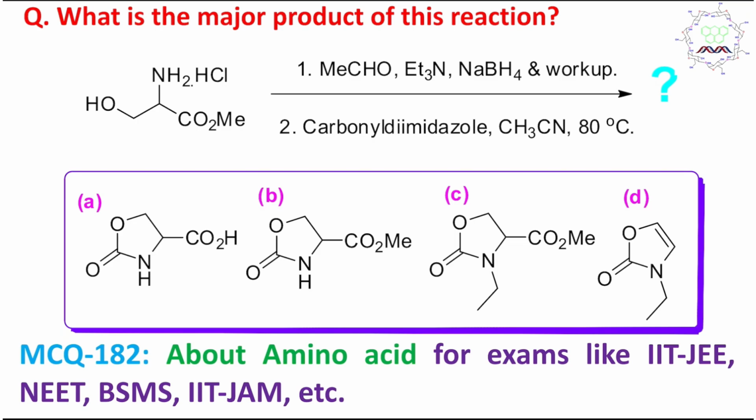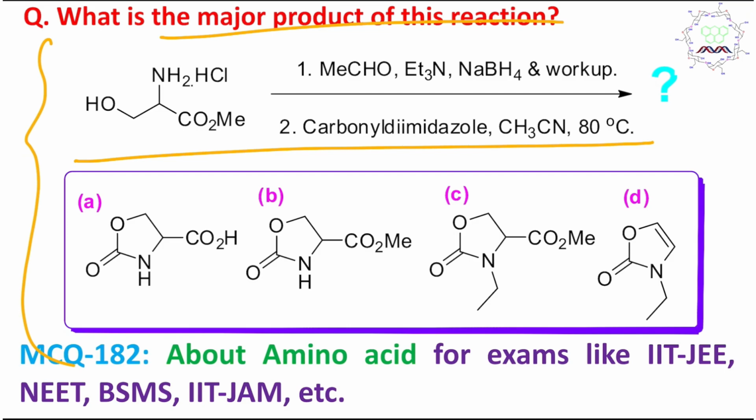Today's topic of discussion is about amino acids and the question is in front of you. So the question is, what is the major product of this reaction? The reaction is in front of you and 4 options are provided. Among the 4, 1 is the right answer.